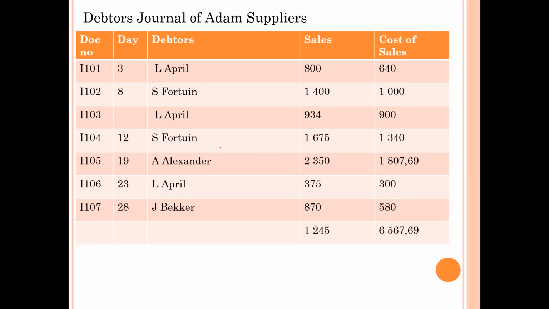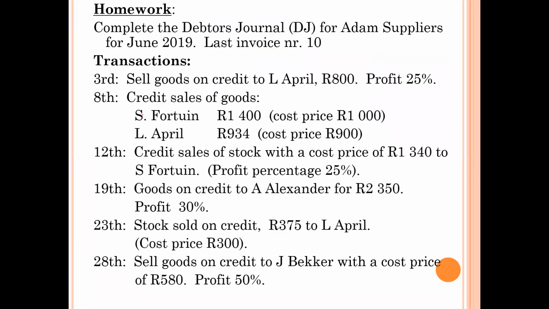Right, I'm just going back now to the slide show with the transaction. So on the 8th, credit sales of goods, 2 of them: S14, 1,400 Rand, and the cost price is 1,000. And L April, 934 Rand, and the cost price is 900. This one was quite easy because I've given you the selling price and the cost price. So you just need to go and copy and paste it into your journal. So let's go to the journal.